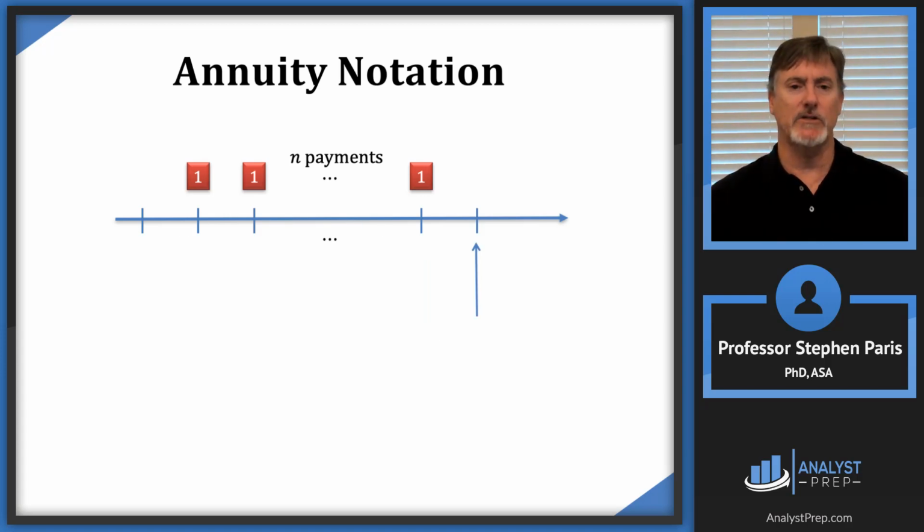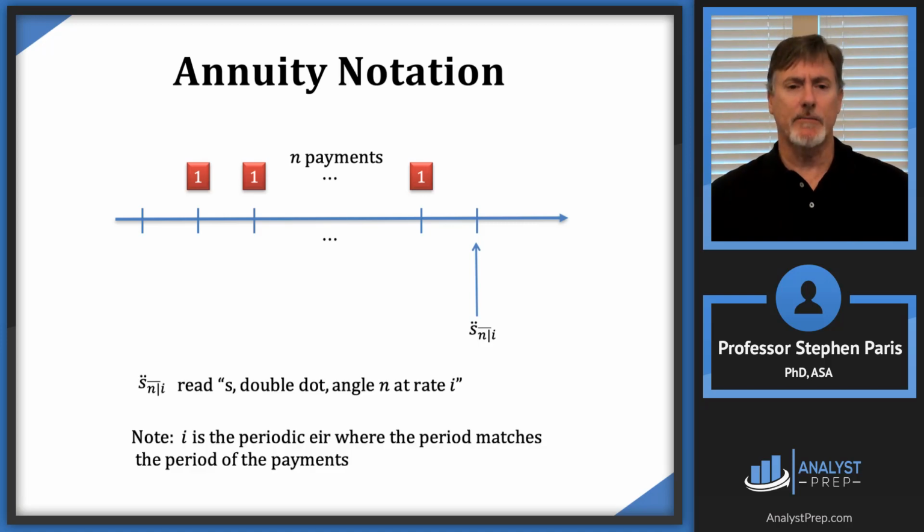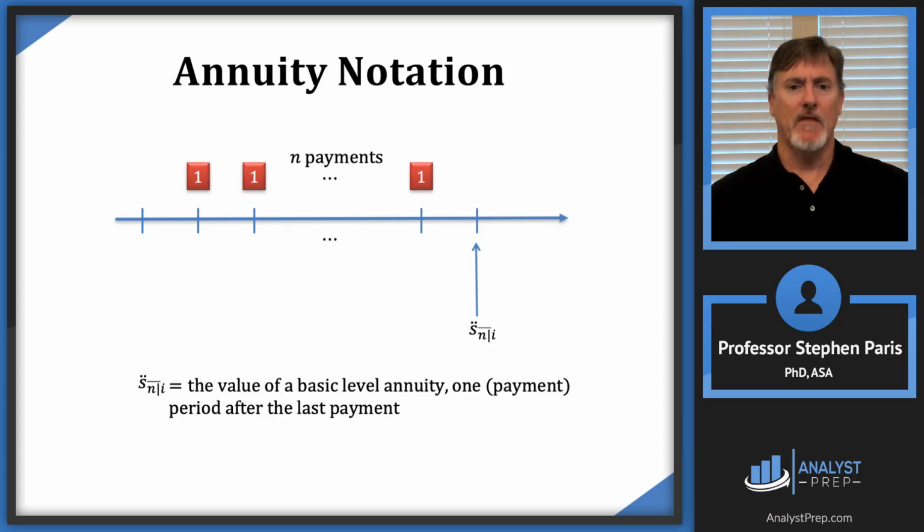What if the valuation date is here? The symbol I'm going to use is going to be called an S double dot angle N at rate I. This time, I could describe it as the value of a basic level annuity, one payment period after the last payment. Once again, I'm going to think of that valuation date as the end date. So the nth period would end at that date.